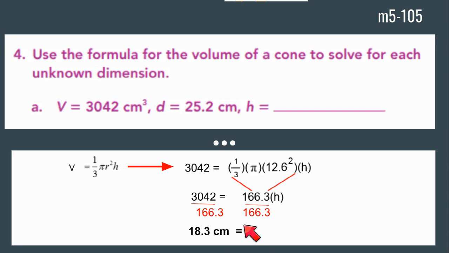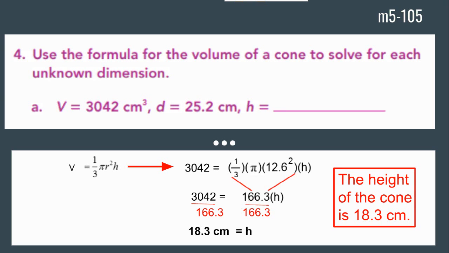Now you might be wondering why this isn't cubed, because all of our other answers have been cubed. Remember, all this is the height, h. So h is never cubed. H is just a value. When we measure things, it's just a value. So what this is saying is that the height of the cone is 18 3/10 centimeters tall.